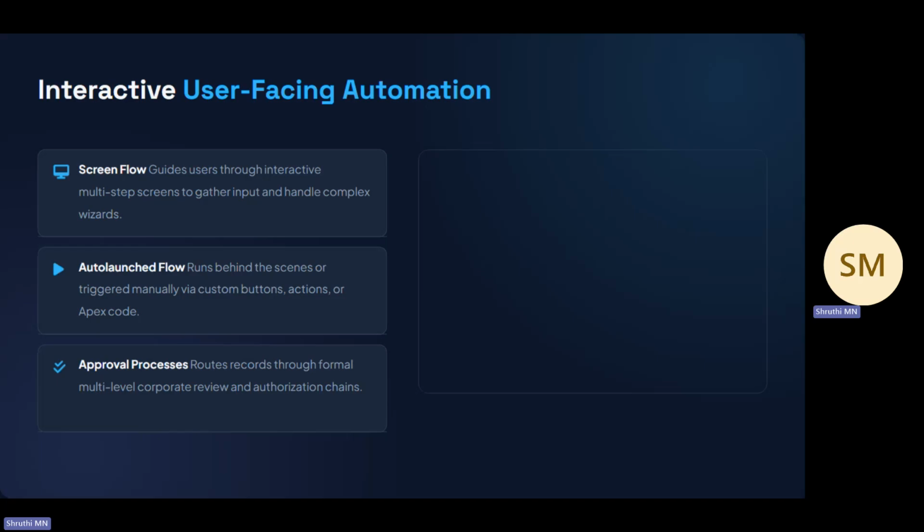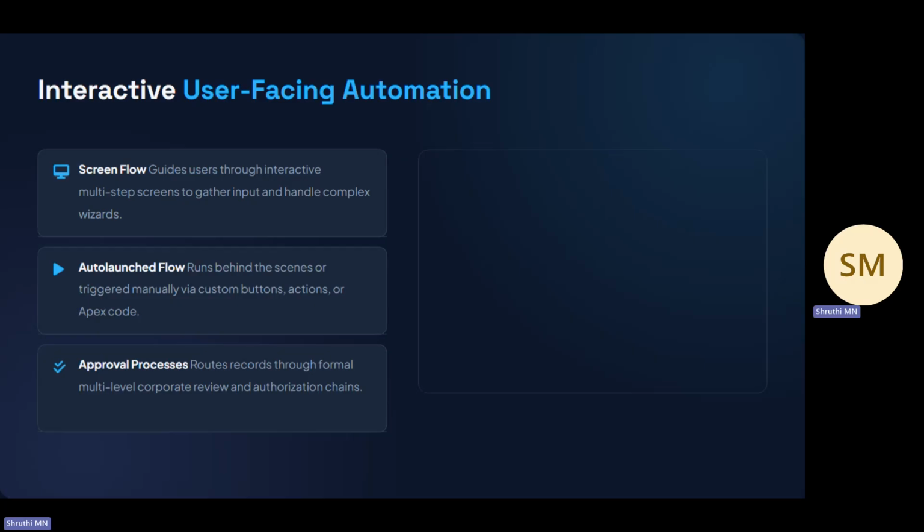The first automation tool I want to understand is screen flow. A screen flow is designed when a user needs to interact with Salesforce through screens. Think about a customer support representative. A customer calls and says, I have a technical problem. The support representative needs to capture customer name, email, issue type, priority, and description. Instead of asking the representative to navigate through multiple Salesforce pages, we can create a guided screen flow.